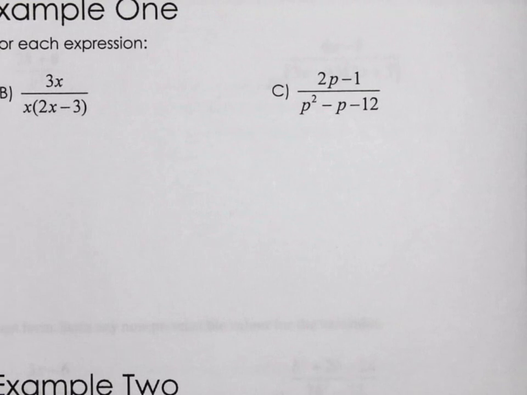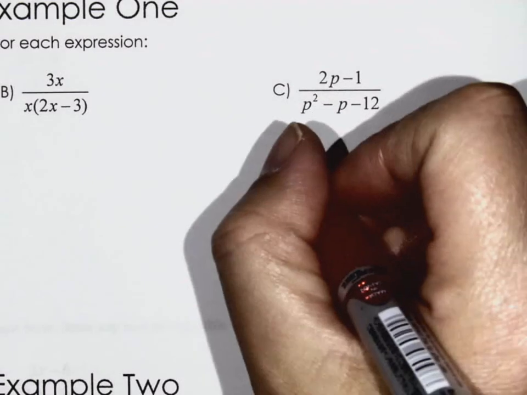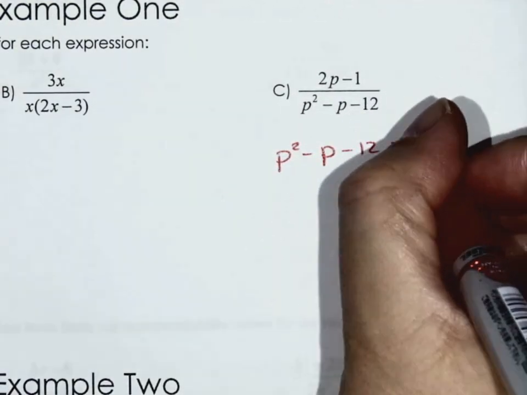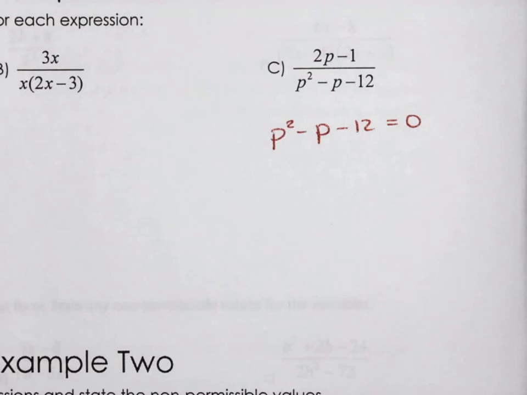All right. So what I want to do is figure out what can P not equal. I don't want my denominator equal to 0. So I'm going to do kind of the opposite of it. I'm going to take P squared minus P minus 12. What number is it going to equal to 0? This, ladies and gentlemen, is chapter 4. You've done this already.